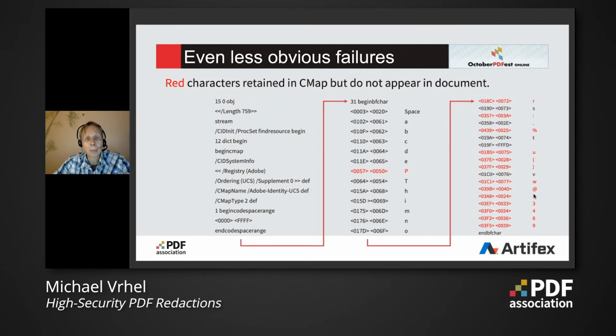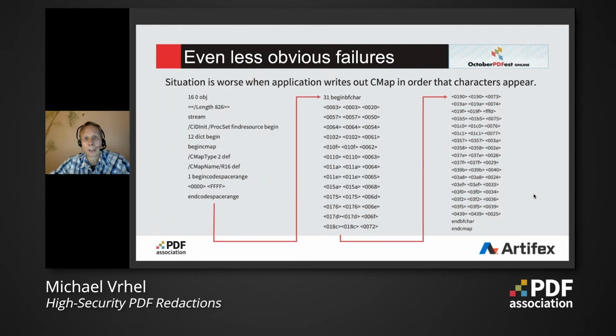The problem is even a little bit worse than that, though, in certain cases, as some applications write out the character map in the order that the characters appear. So this is the same document created and redacted in the same fashion. Looked at the object in this case.